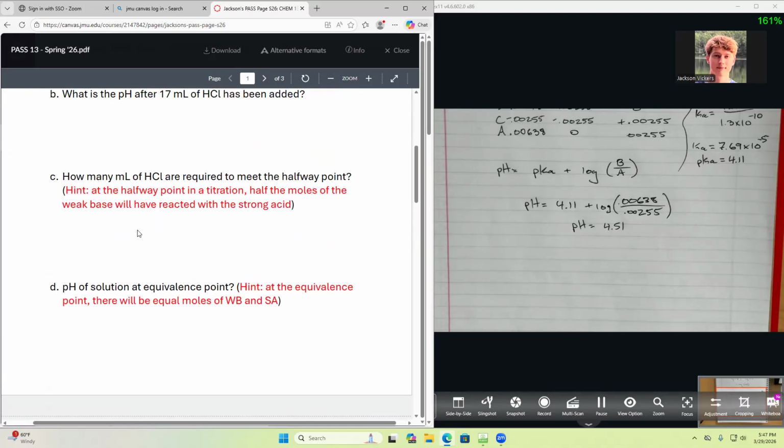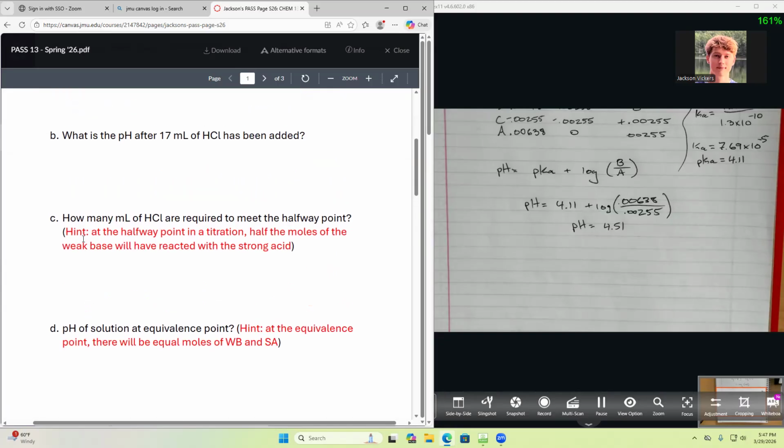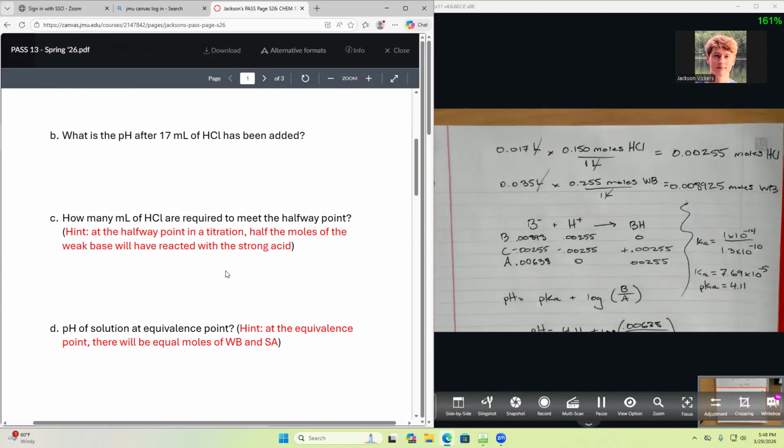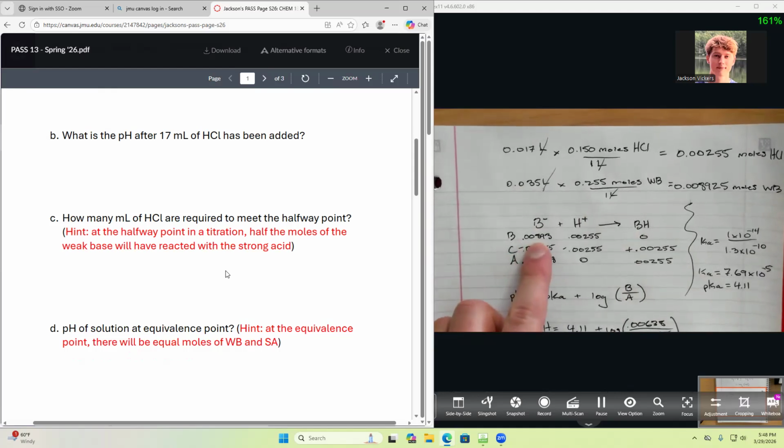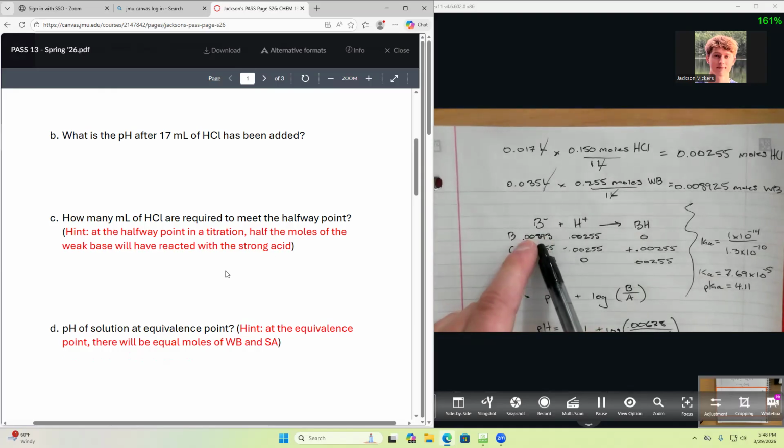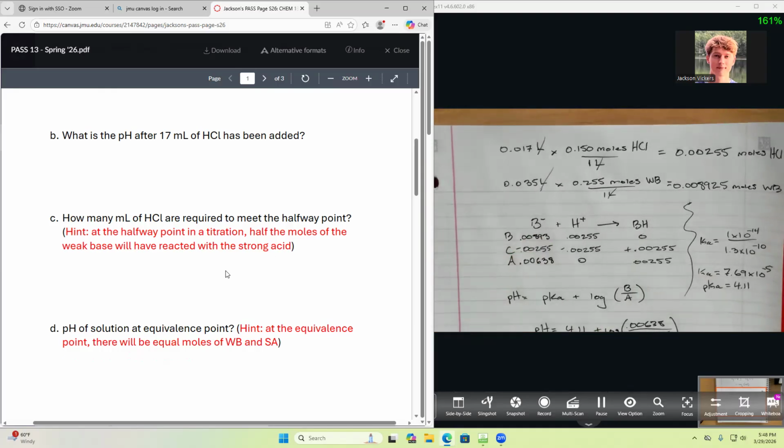But the halfway point, I gave you a little definition here too, is where half of the moles of our weak base have reacted with the strong acid. So that's it. We already found out the number of moles of our weak base that we have, right? It's that 0.00893 value. So to get to the halfway point, we need to react away exactly half of those starting moles. So all we have to do here is take 0.00893 and divide it by 2.